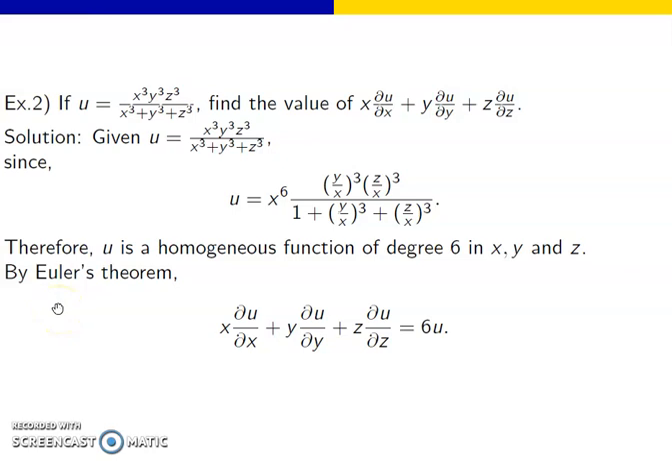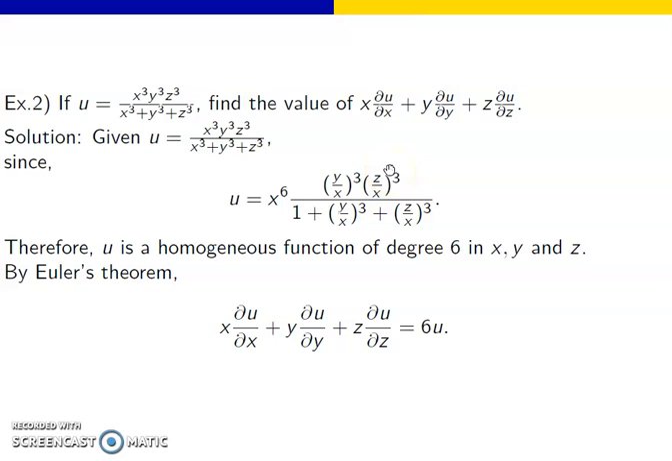So we got the answer. Just to find the value of n, we will get the answer, and the answer will be nu. What is n? n is 6, so 6u. So the answer will be, by Euler's theorem, x ∂/∂x plus y ∂/∂y plus z ∂/∂z equals 6u. So this is the problem, and we can solve for the answer.